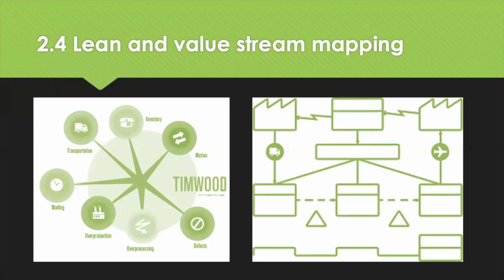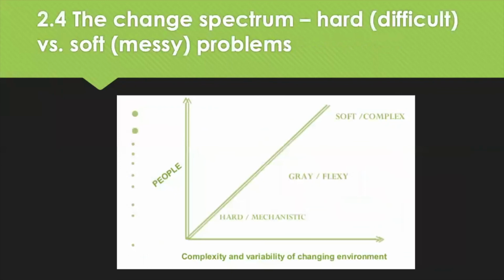And then value stream mapping is known as material and information flow mapping. It's a lean management method for analysing the current state and designing a future state for a series of events that make a product or service from the beginning of the specific process until it reaches the customer. And the last slide of this session is the change spectrum, moving from hard, difficult to soft and messy.